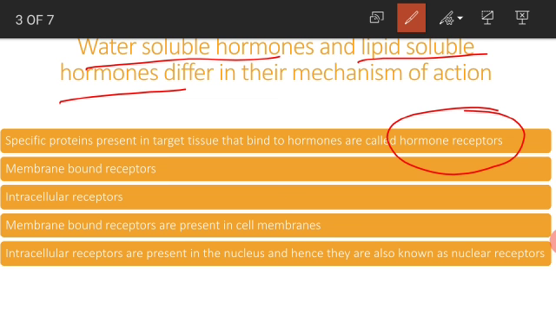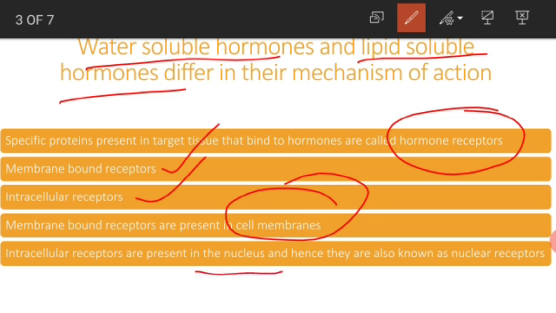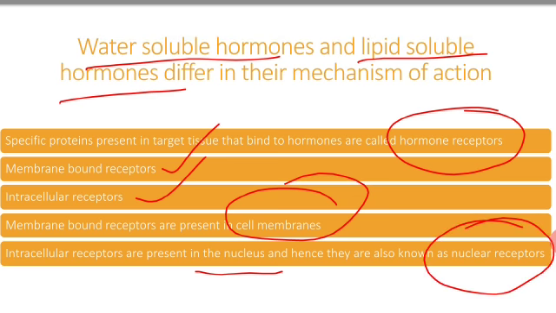Like that, membrane bound receptors and the intracellular receptors are the two types of receptor proteins that are present in different target organs. Membrane bound receptors are present in cell membrane. Intracellular receptors are present in the nucleus and hence they are also known as nuclear receptors. So now water soluble hormones and lipid soluble hormones will bind to the membrane receptors and nuclear receptors respectively, and they exert influence on the target organs.